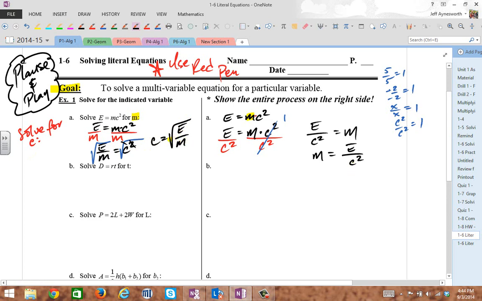Notice our answers look different depending on the variable that you choose to solve for. Okay, on the right we solve for m. On the left we solve for c. Okay, let's try it again.